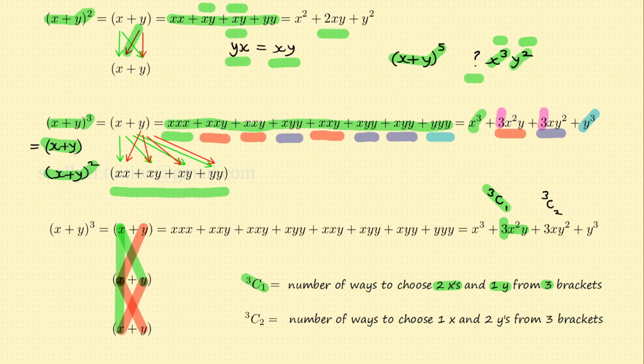And the number 3 here is called 3c2, and that 3c2 is telling us the number of ways in which we can choose 1 x and 2 y's from the same 3 brackets.